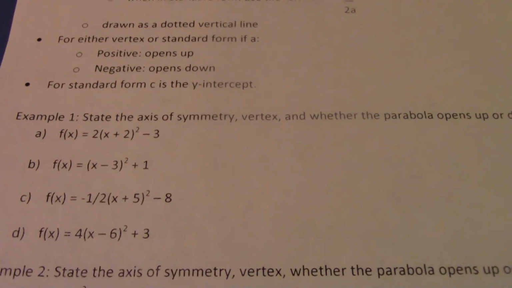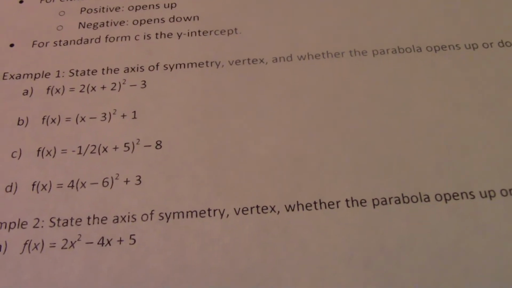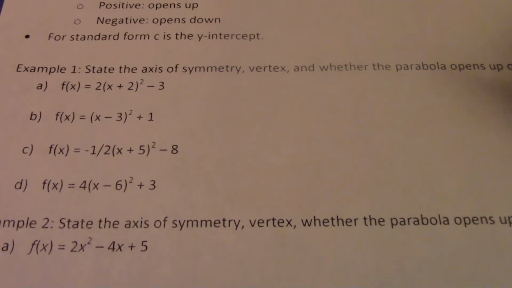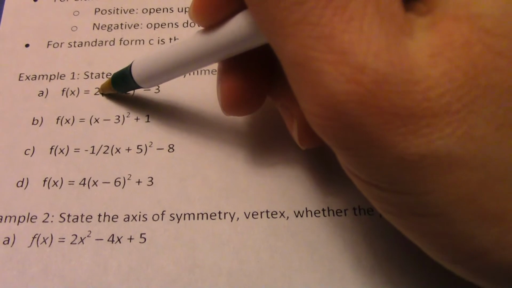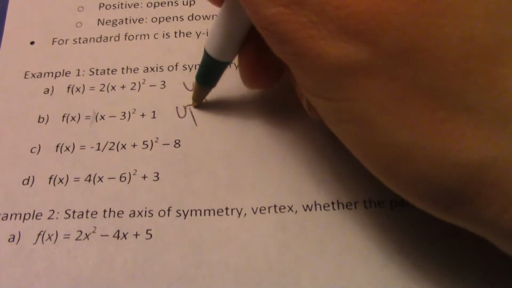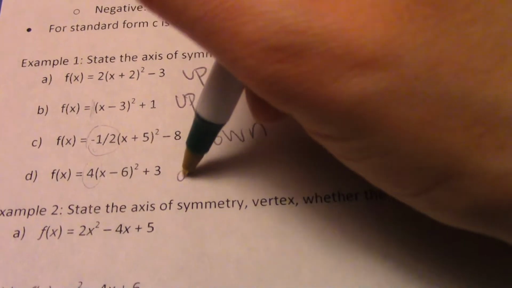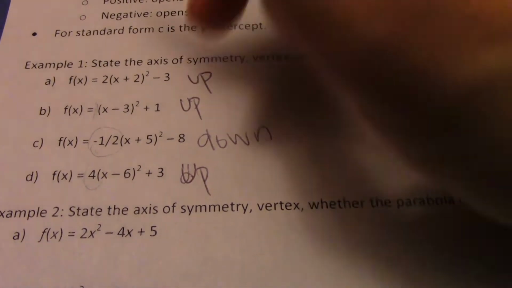Okay, example 1. State the axis of symmetry, vertex, and whether the parabola opens up or down from the vertex form. We can tell it's vertex form, first of all, because there are sets of parentheses here. So we are going to first look at each one of these. Does it have your a? Remember, a, if it's positive, opens up. So that's a positive 2, so that opens up. Positive 1, right? So it also opens up. It's a negative 1/2. This one's down. This one's a positive 4, so it's also up, sorry. So that's how we tell whether it's up or down, was this first number right here.